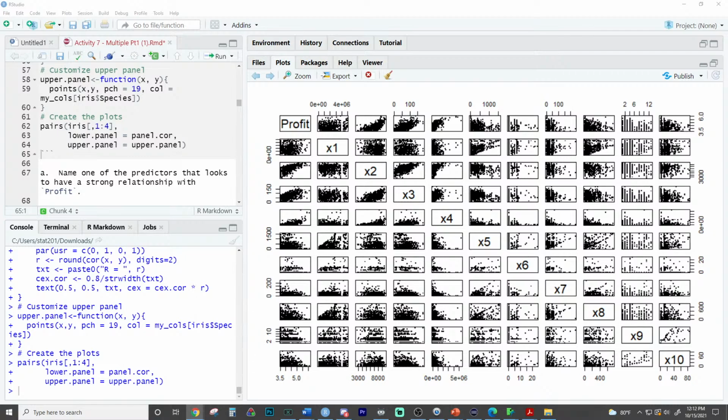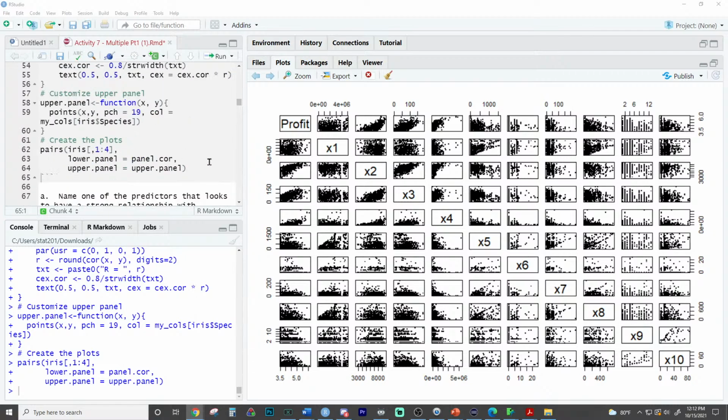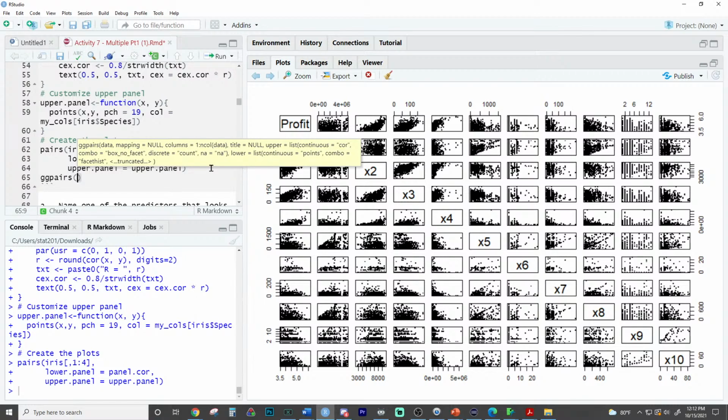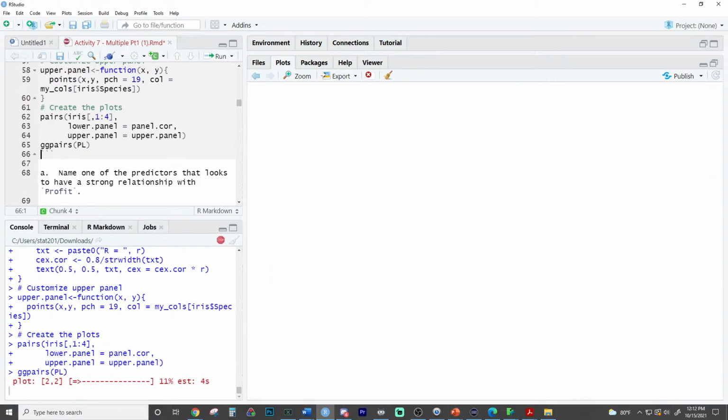I thought it did. Two seconds. Oh, it just takes the data. Here it is. It just takes the data. It's that simple. It doesn't use a y tilde x format.